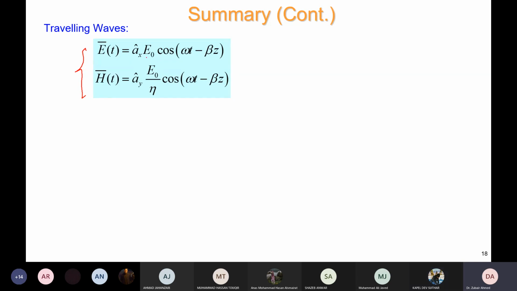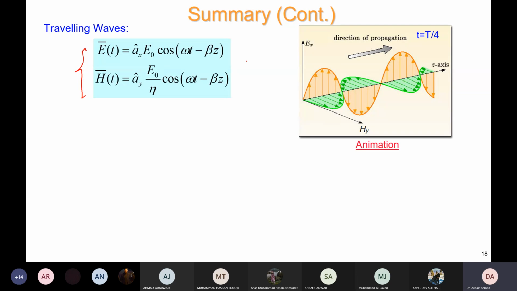If we have electric field oriented in the x direction, the magnetic field will be orthogonal in the y direction, and direction of propagation is orthogonal to both x and y. It will be in the z direction. So this is a graphical representation: electric field is in the x direction and magnetic field will be in the y direction, and it is actually a traveling wave.